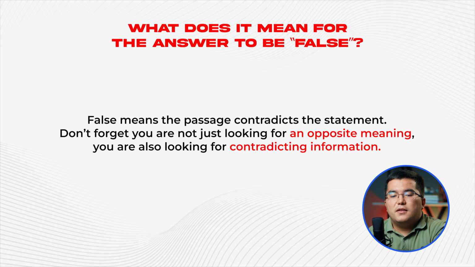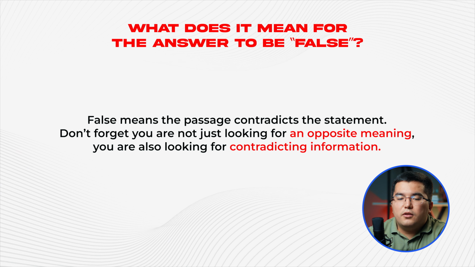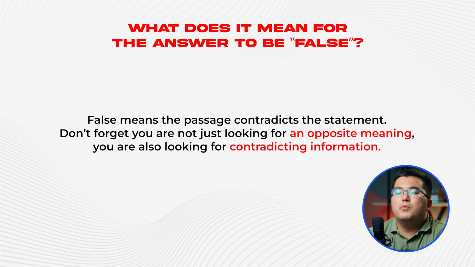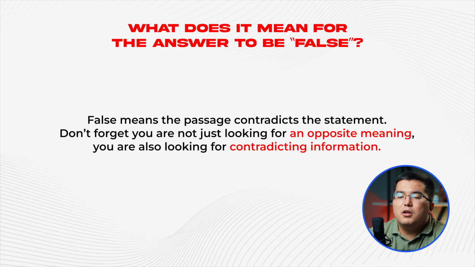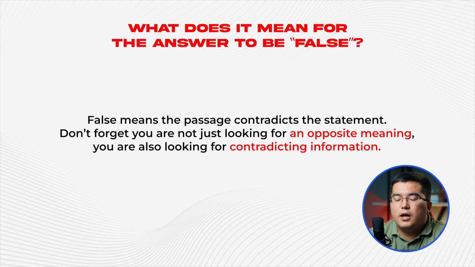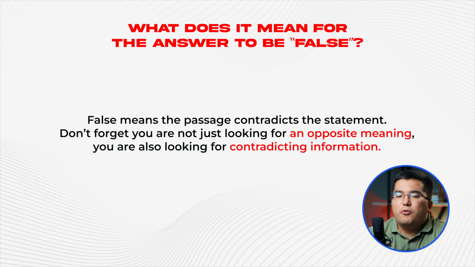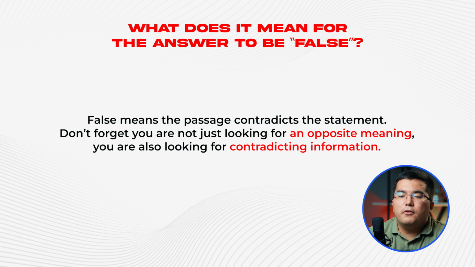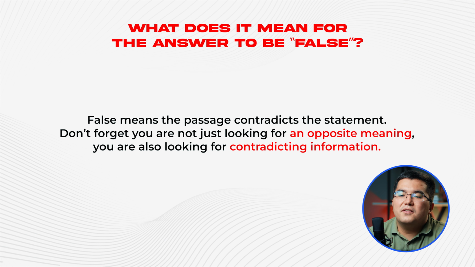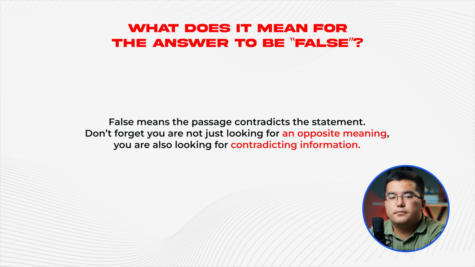False means the text fully disagrees with the statement. Don't forget, you are not just looking for opposite meaning. If you look for opposite meaning in every case, you can make mistakes. So I tell you now, we have two types of false. We have the first type of false where you have opposite information, and we have the second type of false when information is given, but it contains a mistake that can be corrected according to the text.